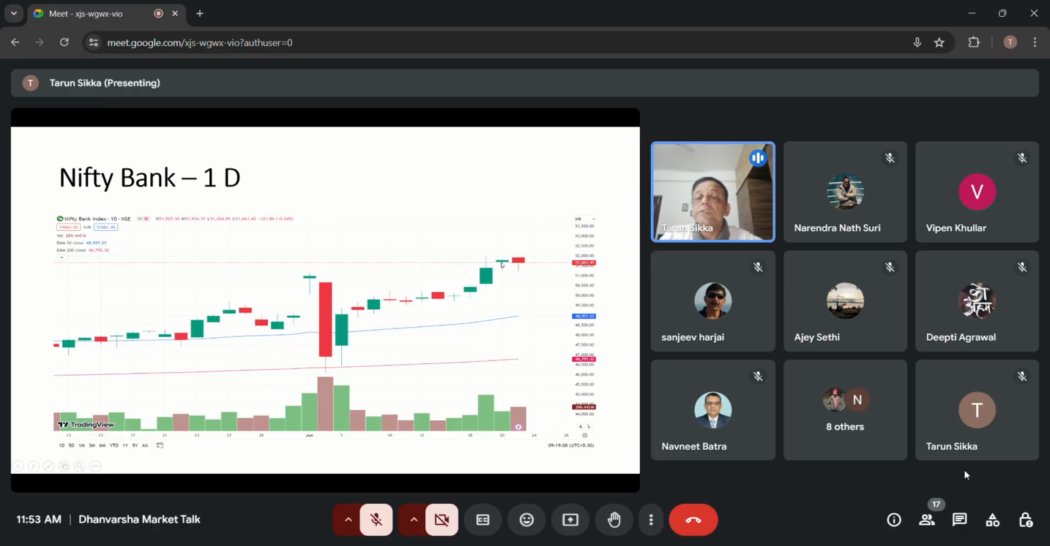So for 3 days it was up, went and nearly touched 52,000, and then has declined after that. This has made a hammer. So it is looking from here. It is looking indecisive. So we'll have to see what happens after there.